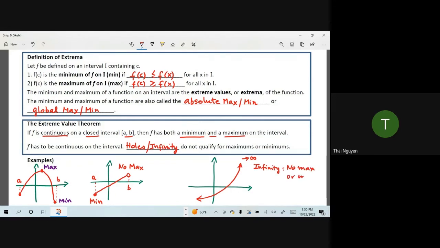In order to guarantee an absolute max and an absolute min in this case, you have to restrict it. Instead of an arrow, we're going to stop somewhere, like at a and b. So the two arrows have to be replaced by solid points.